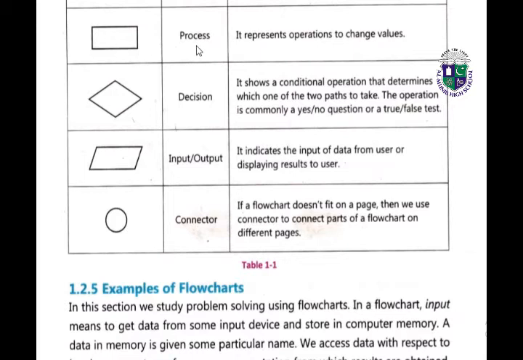We use it for processing. Then for decision making, we use this diamond shape. It also shows a conditional operation that determines which one of the two paths to take. Here we have the symbol for input and output. It indicates the input of the data from the user and also displays the results to the user.